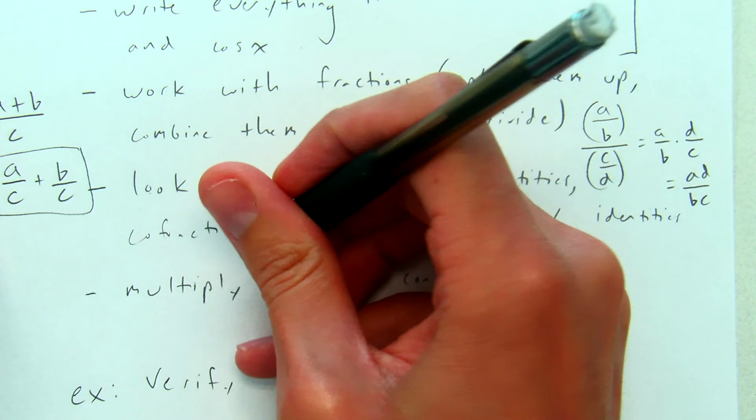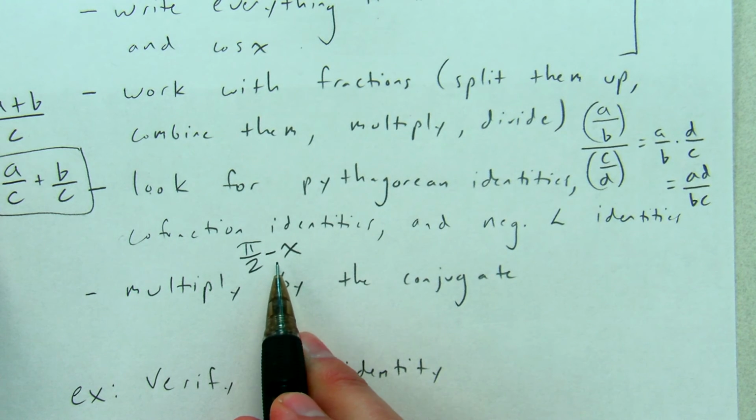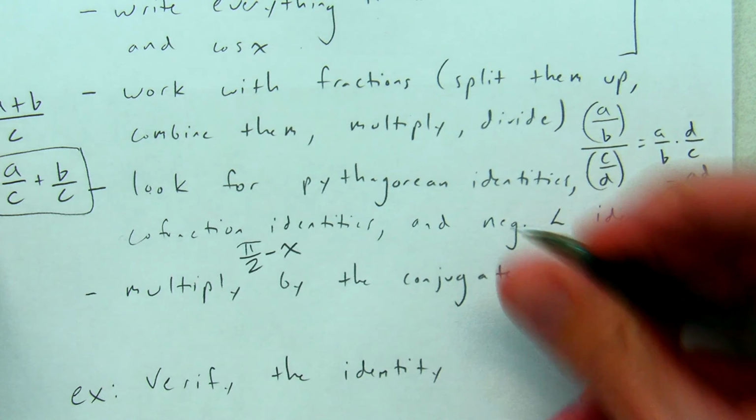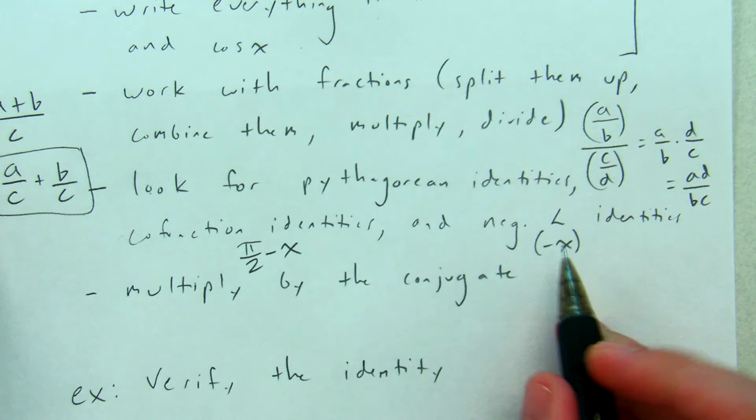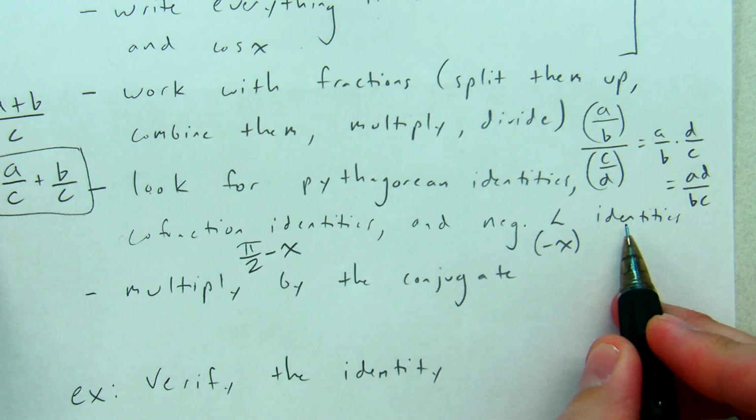Look for your cofunction identities. Whenever you see one of these, that's probably a cofunction identity. And look for your negative angle identities. Whenever you see one of these inside of sine, cosine, or tangent, it's probably a good indication you're going to use your negative angle identity.